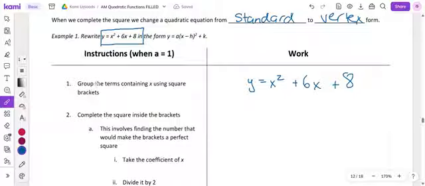So step 1, group the terms containing x using square brackets. All right, so that looks like this. Step 1. Woohoo!